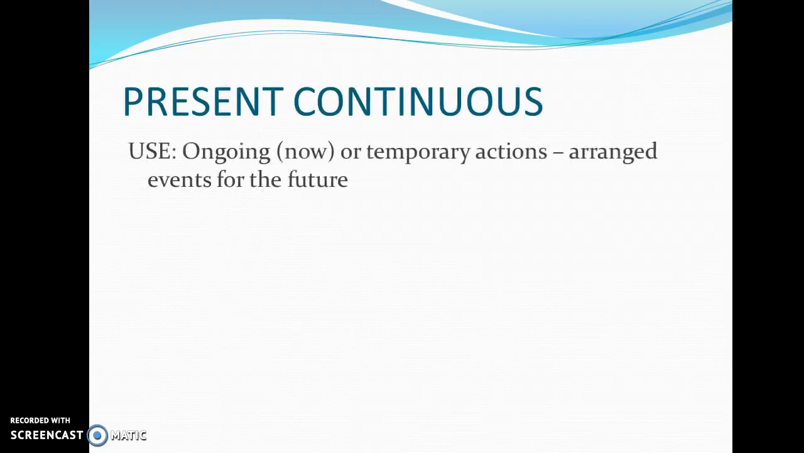Present continuous. The present continuous is used for ongoing actions. That means actions that are taking place at the moment, or temporary actions, which are exactly the opposite of permanent ones, and arranged events for the future. What are arranged events? Arranged events are activities that you have planned beforehand and imply a specific moment in the future. Normally it includes a specific time, the place, and sometimes even the person you're going to do the activity with.